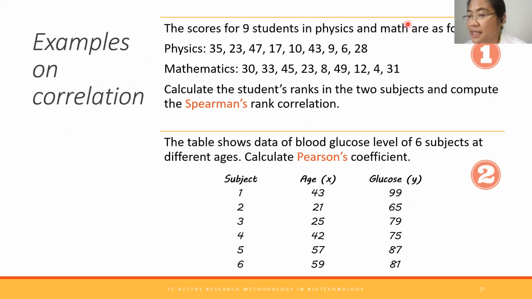We have 9 students taking exam in physics and math. So that means that we have 9 observations because we have 9 students. We look at the relationship between physics and math. In this example, the first student got 35 marks in physics and 30 in mathematics. The second student got 23 in physics and 33 in mathematics. And the last student got 28 in physics and 31 in mathematics.